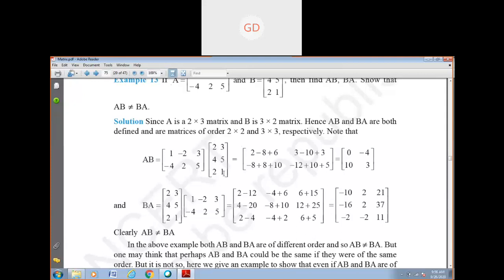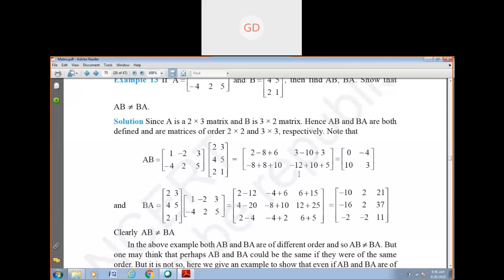Second row into second column. That means minus 4 into 3, 2 into 5, 5 into 1. So this one. And just after simplification, we have 0, minus 4, 10, 3. So this is the result of multiplication of A and B. That means AB is equal to this matrix.